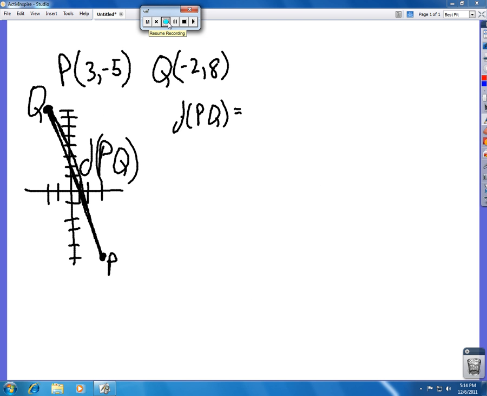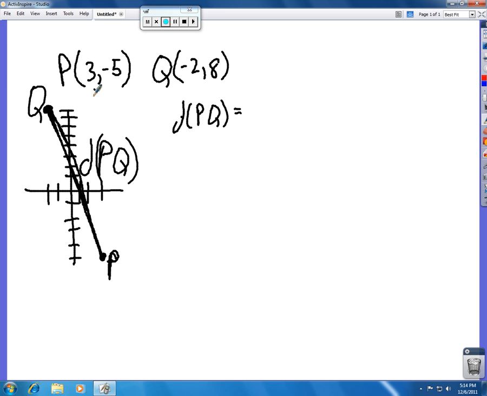Okay, sorry, I thought I had tapped the record button, but we're going to do another problem here real quick. We're going to have P of 3, negative 5, which is down here on the bottom of the graph. Then we're going to do Q, which is negative 2, 8. So we're going to go 2 ticks to the left, and then 8 up for Q.